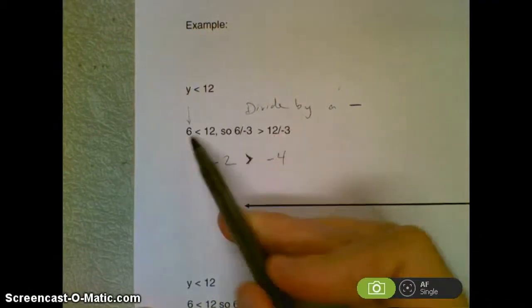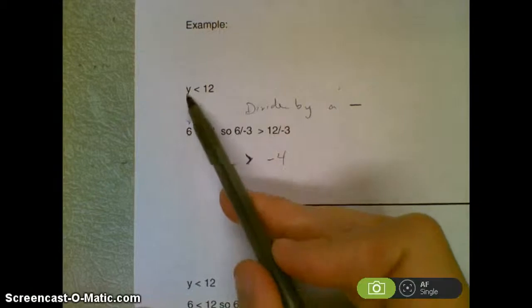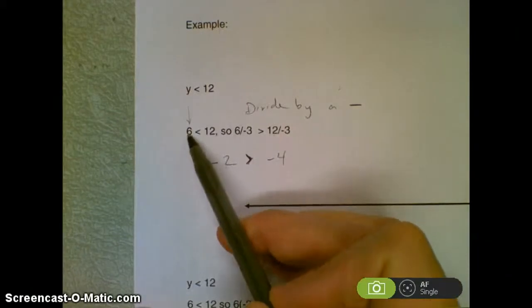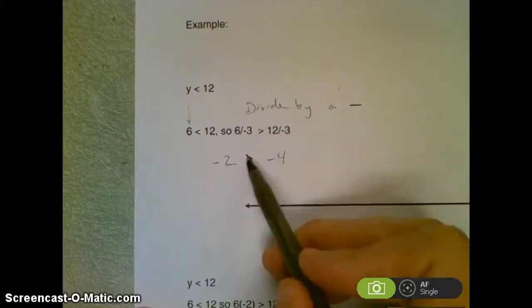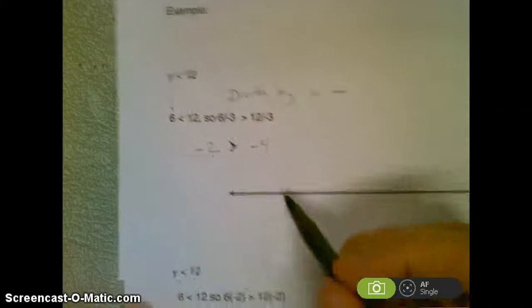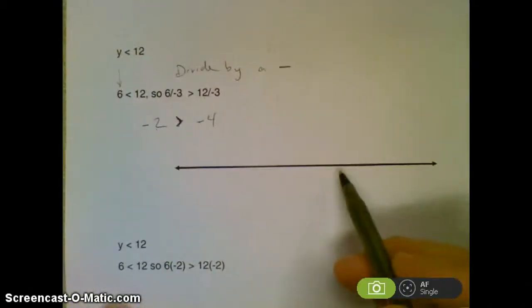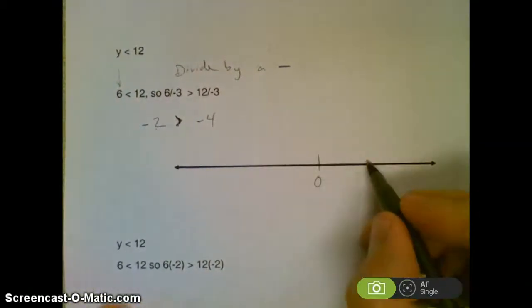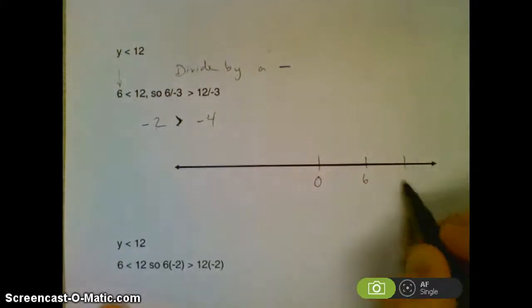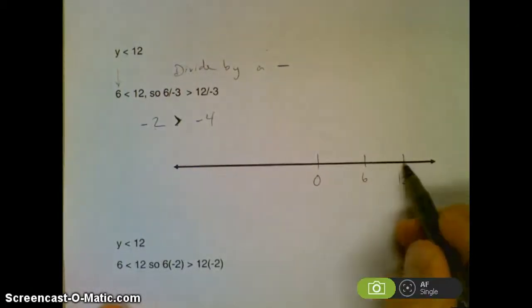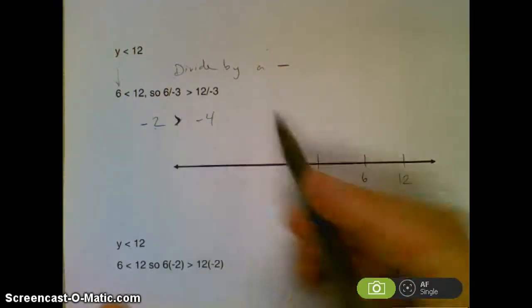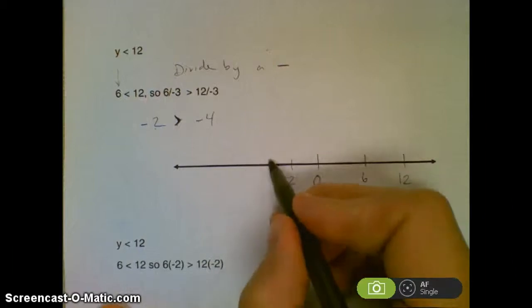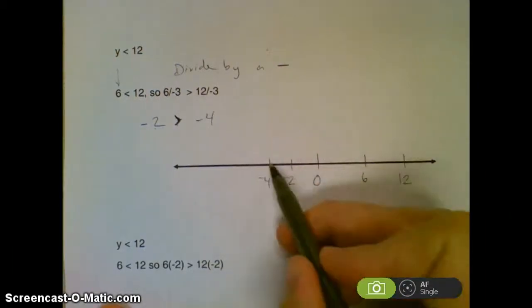So what I did here is I used an example. I replaced a variable with a real number to prove that this is true. When I divide by a negative, I must flip the sign. And I drew a little line here so you can see on a number line, if I had 0 here, 6 would probably be there, and there would be 12. So we can see that 12 is greater than 6. But if I divide by a negative like I did, negative 2 would be right there, and negative 4 would be there. So negative 2 is greater than negative 4.